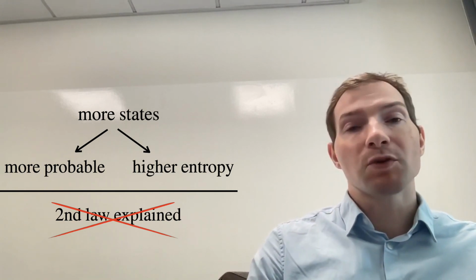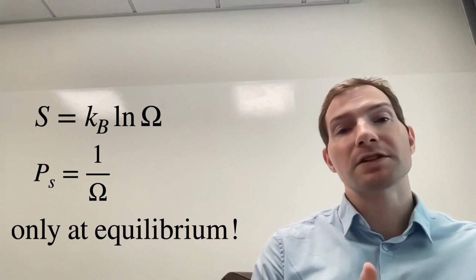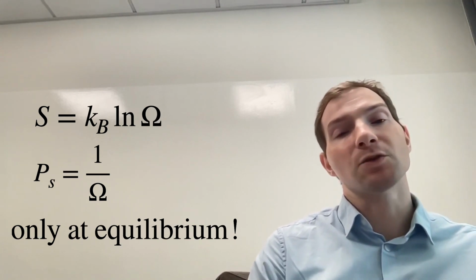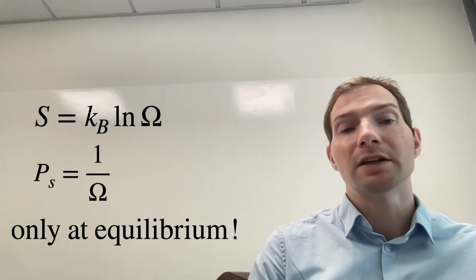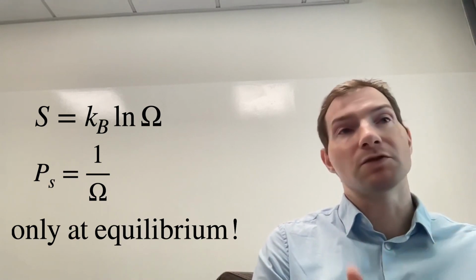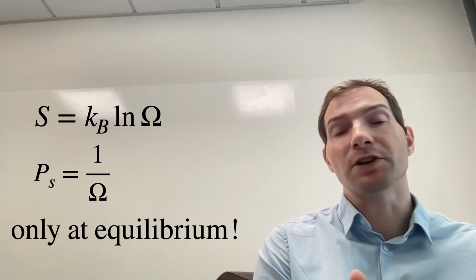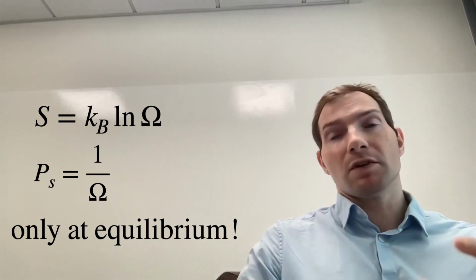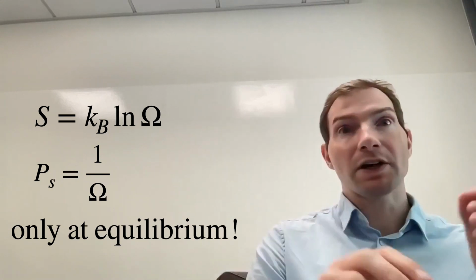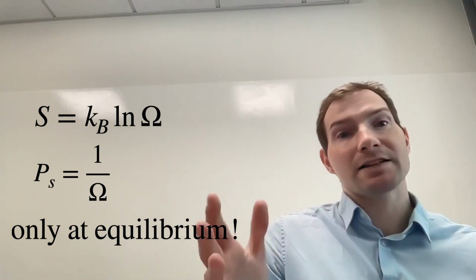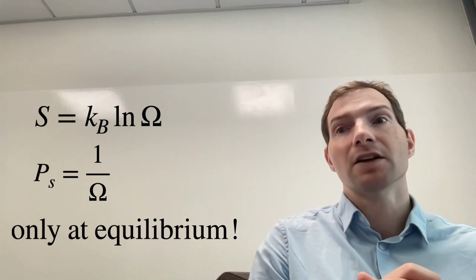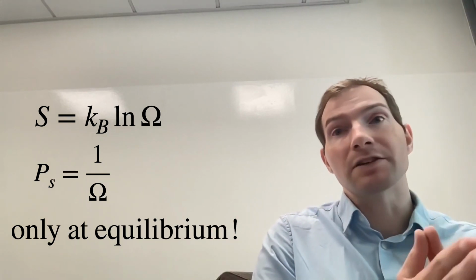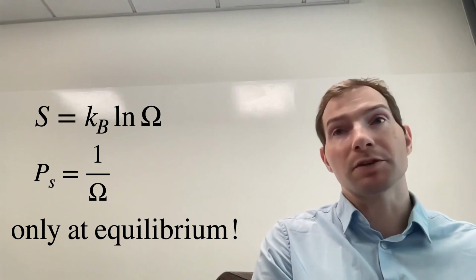So the first point is that these 2 formulas, S is equal to k_B log of Omega and P_S is equal to 1 over Omega, where P_S is the probability of a particular state, so a configuration of particles, but that can also be a class of configurations, a set of configurations to occur. This is only true and valid at equilibrium, okay?